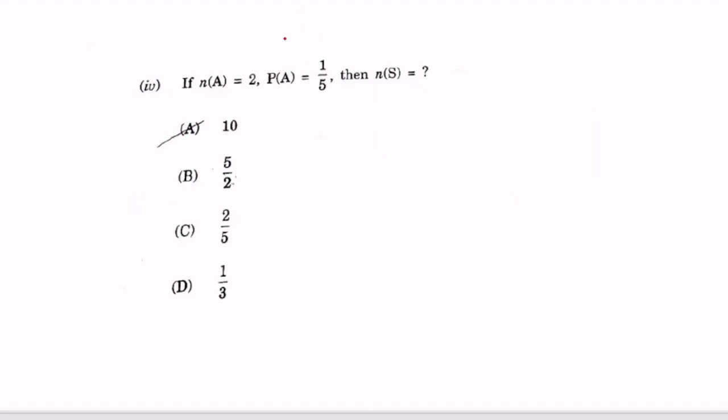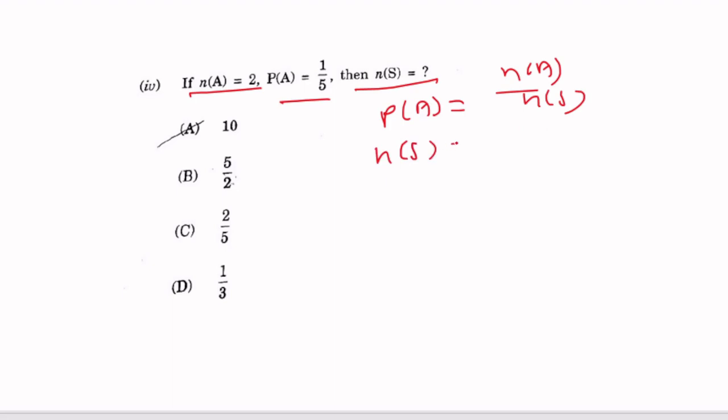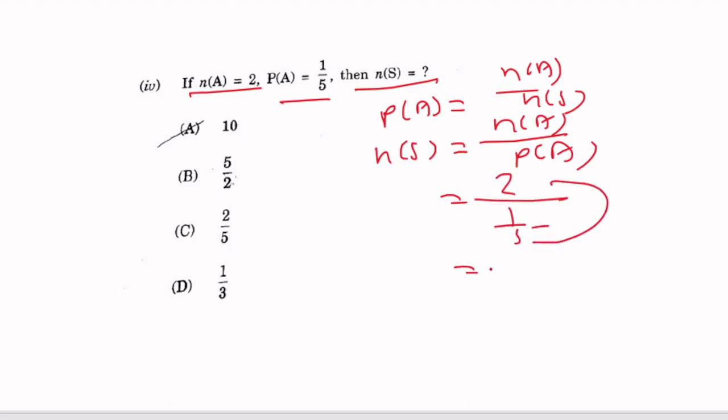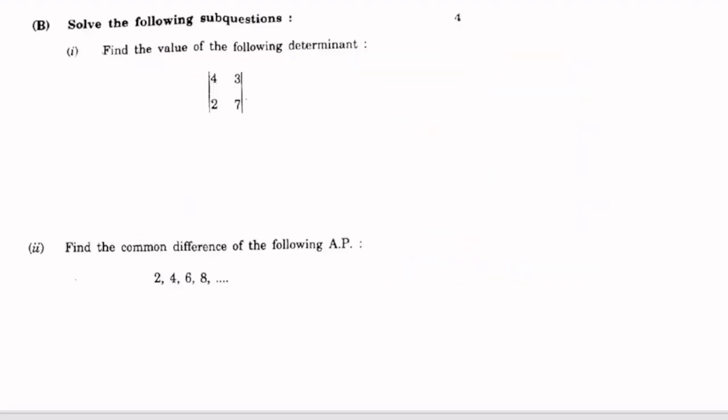Now n of A equal to 2, P of A is equal to 1 by 5. Find the n of S. Very simple, the formula should be applicable. P of A is equal to n of A divided by n of S, that we know. But here n of S you have to find. You can take n of S to this side, so n of A divided by P of A. n of A is already given as 2. P of A is 1 by 5, so it will go upside and become 10. So n of S is 10. This is your answer. 4 marks done in 4 minutes.